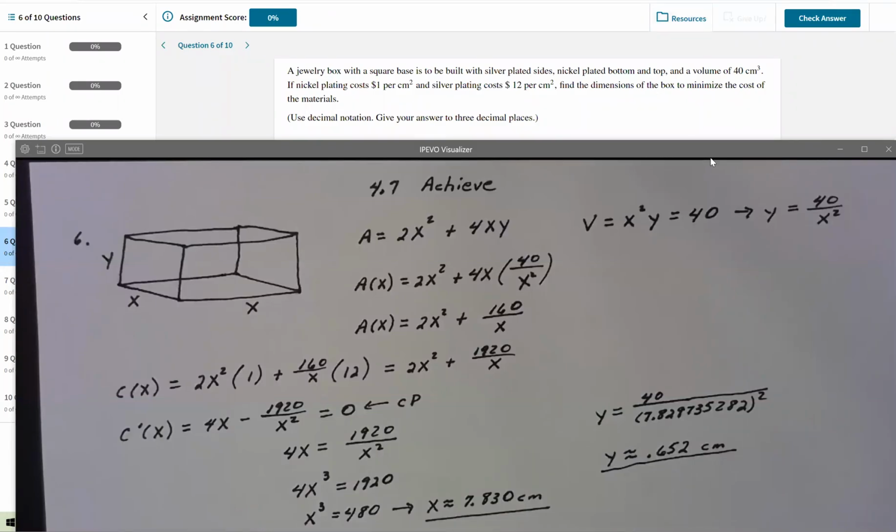Hey guys, let's talk about number 6 in section 4.7 on Achieve. This is a tricky yet fun problem. I really like it. So I tried to draw out the scenario with my limited drawing abilities.